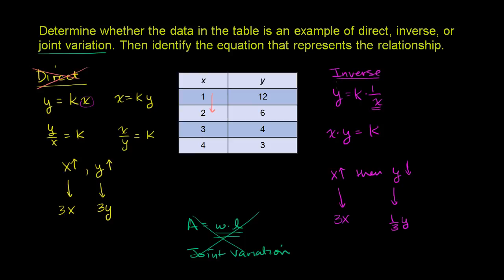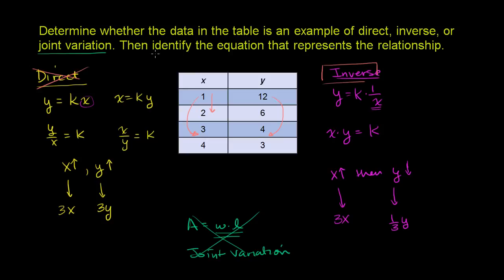And then since we've ruled out the other two, you could probably guess this is going to be inverse variation. But we can validate it. When x increases by a certain factor, y is multiplied by 1 over that factor, so it's actually decreasing. If x is being multiplied by 3, then y becomes 1/3 of its original value. When x is 1, y is 12. When x is 3, y is 4. So we have inverse variation at play.